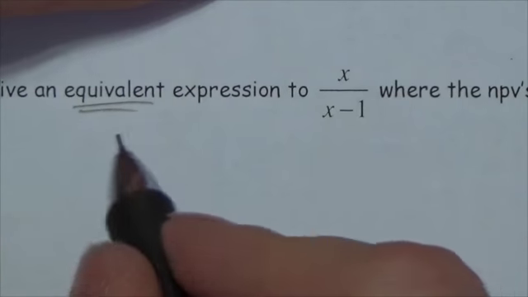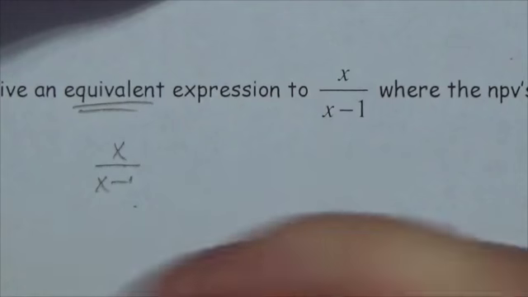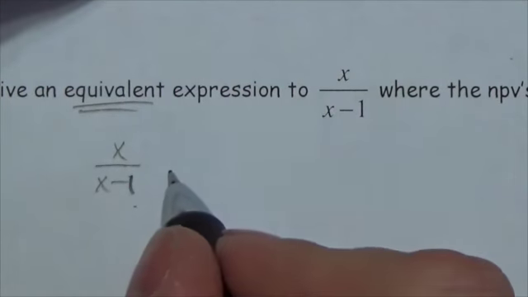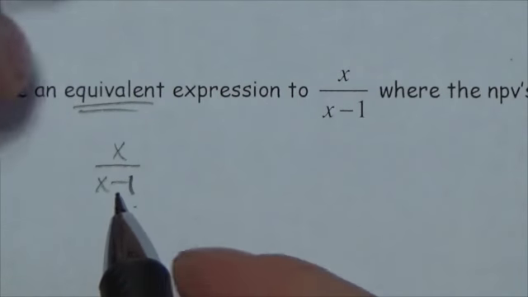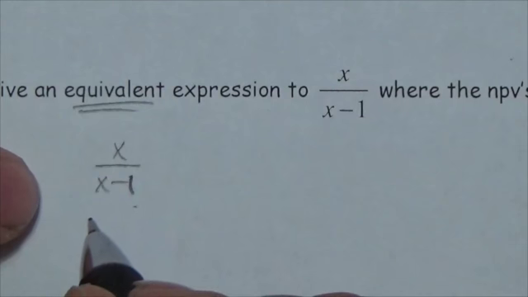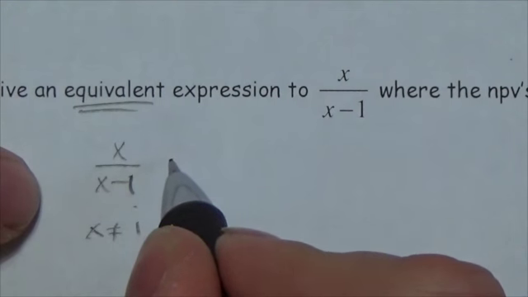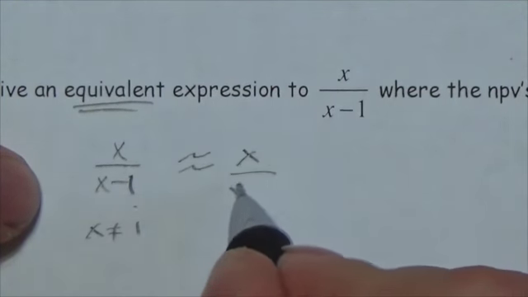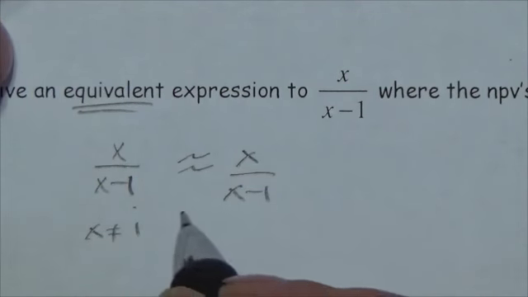So this is what we're going to start with here. We're going to get x over x minus 1. Now, we're going to create an equivalent expression here. Notice that the non-permissible here, and maybe I'll write this underneath here, is that x cannot equal positive 1. Now, this is going to be equivalent to x over x minus 1. Now, if I just stayed there, they're equal, okay? But I'm not going to.